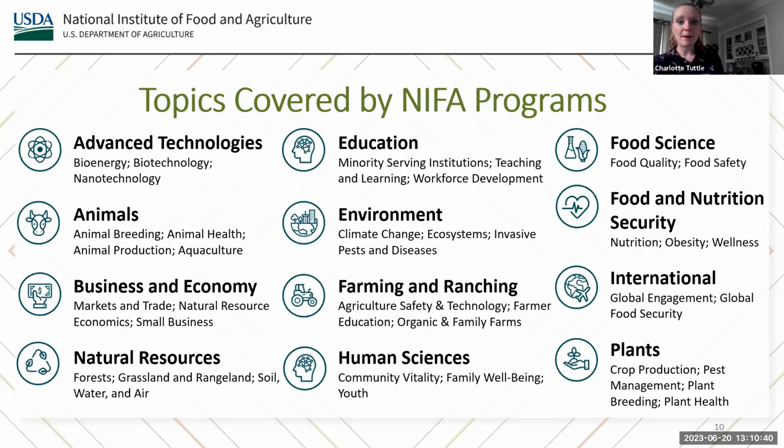So here are a number of topics covered by NIFA. Generally, any sort of agriculture topic is covered. We have advanced technologies, animals, including animal health and production, as well as aquaculture. We have business and the economy. So my program, markets and trade, natural resource economics, and we also have small business program, natural resources, education, the environment, including climate change, ecosystems, invasive pests and diseases. Of course, we talk about farming and ranching, human sciences, including rural family well-being and 4-H, food science, including food safety, food and nutrition security, international topics, including global food security and international trade, and finally, plants. And this includes crop production, pest management, plant breeding, and plant health.